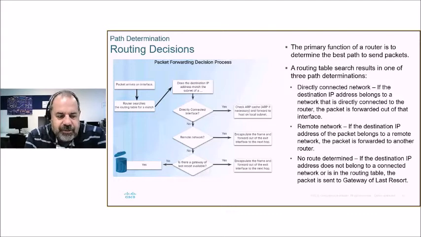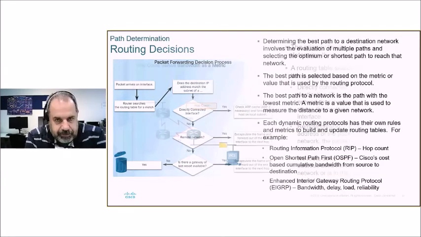Or if it doesn't know how to find the destination, it will either send it to the gateway of last resort. So basically, if in doubt, send it there. In this case, it could be your ISP or whoever it might be. Or if there's no gateway of last resort, it will drop it.